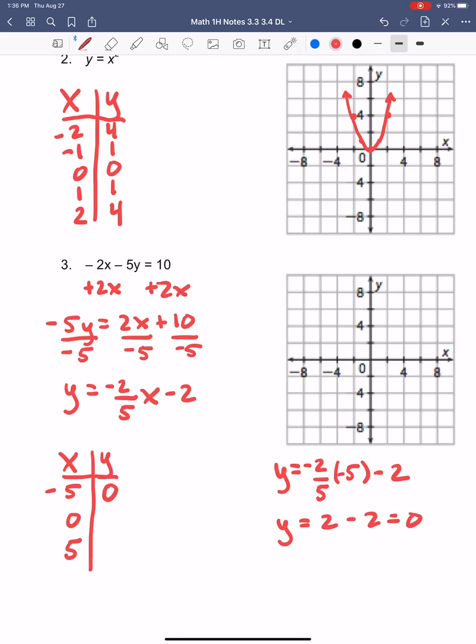And then I'm going to continue to do this. So the next one, if I plug in 0 here, I end up with a negative 2. Okay, and if I plug in 5 here, I end up with a negative 4. Right, and I'll let you do that scratch work on your own. So we ended up with negative 5, comma 0, 0, negative 2, and positive 5, negative 4. And we end up with that beautiful graph there. Right, we can connect those points. Okay, and we get this nice looking graph.